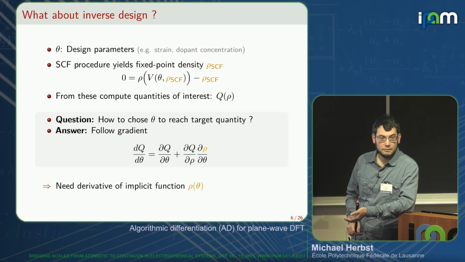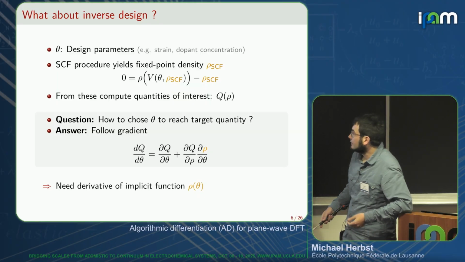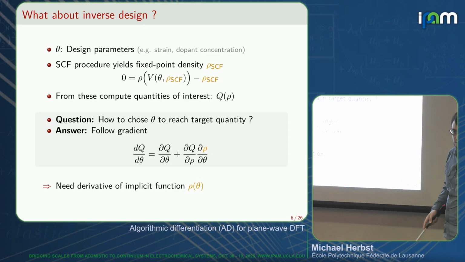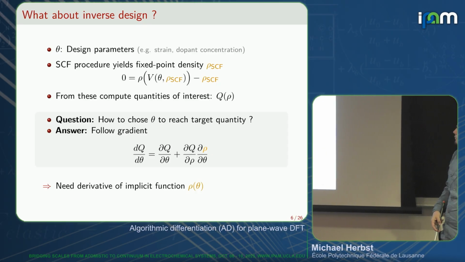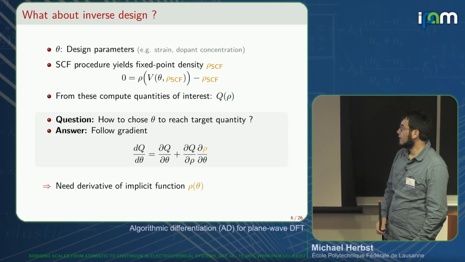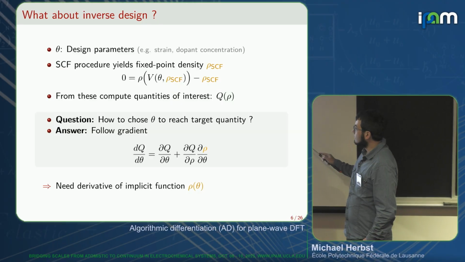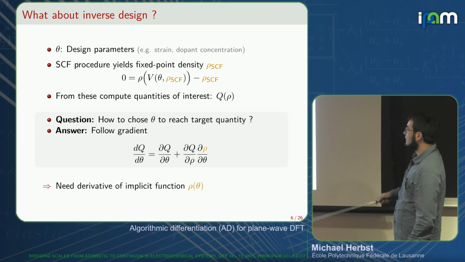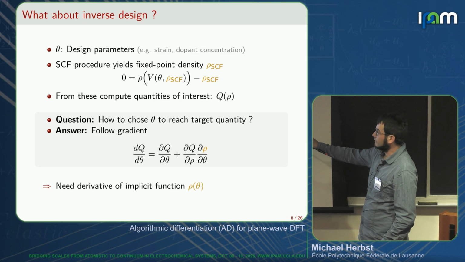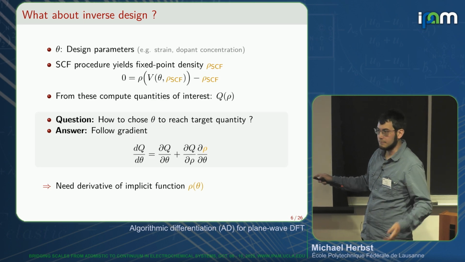And just to go into a few of these examples in a little bit more detail, let's talk first about inverse materials design. The idea here would be, as I just said, that our theta is maybe some parameter, a strain that we apply to a system. Maybe it's a dopant concentration, if you think again about solar cells. And then what we care about is understanding how some quantity of interest, like the band gap, changes, right? And the band gap, for example, we compute implicitly from the density.